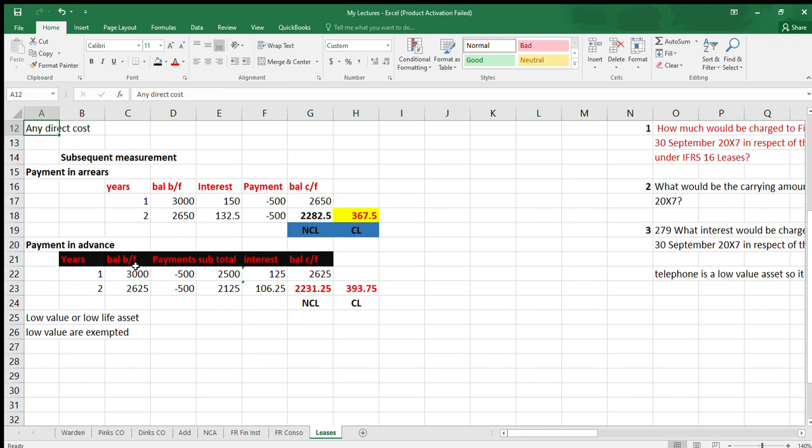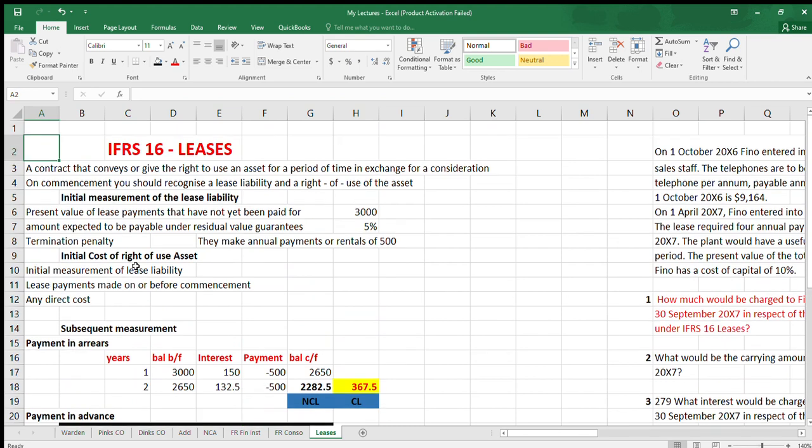So that's all. The remaining is up to you to read through. Then we have sales and lease back.